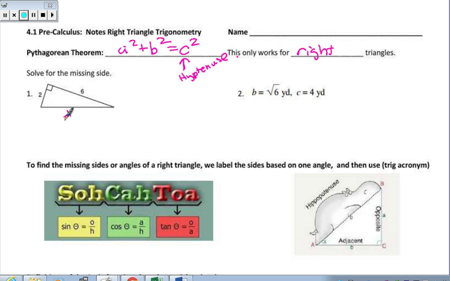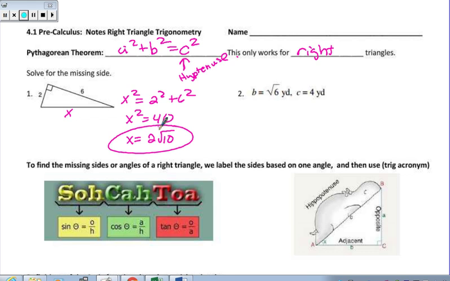The hypotenuse is always going to be directly across from that right angle. That's the missing piece for us right now. So in order to solve for that missing side, we would say x squared is equal to 2 squared plus 6 squared. We get x squared is equal to 40. So x would wind up being 2 square roots of 10. We only take the positive root here because we are looking for a distance, and that must be positive.